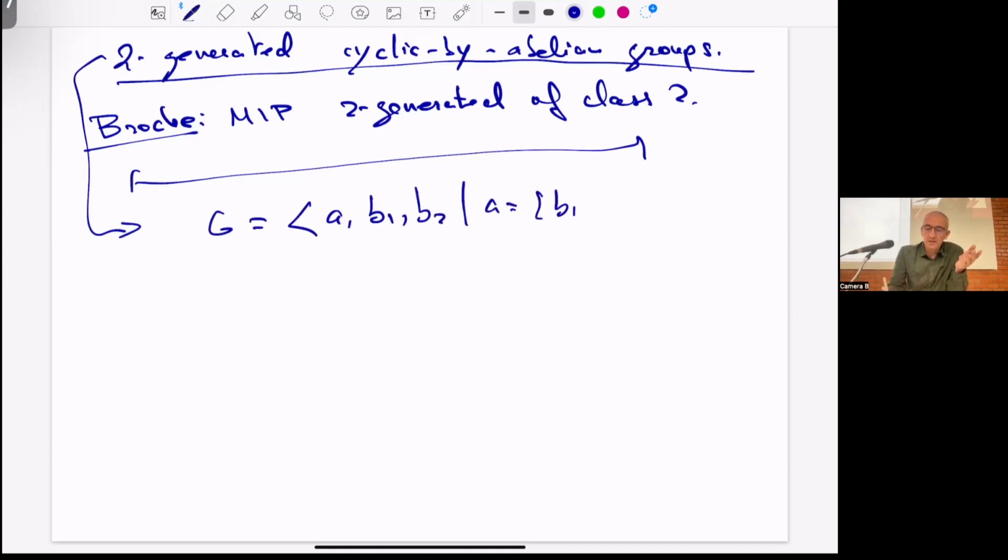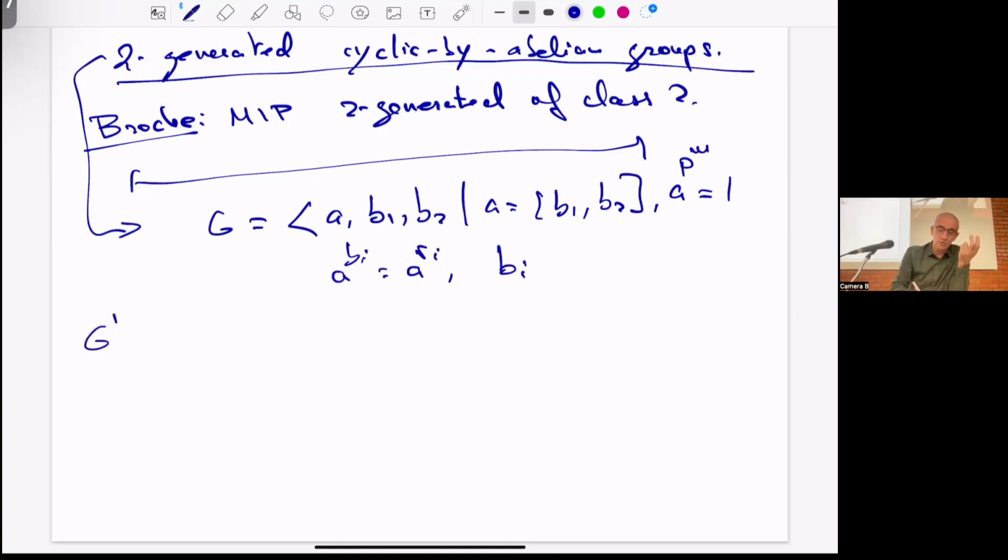We'll take the commutator, so you just give the size of the commutator, say p to the m, and then you have to give the action of the v_i on a, and this is a certain power of a. Assume, for example, that we are in the situation that the derived subgroup has order p to the m, and the G modulo G prime. I am assuming always that the group is non-abelian.